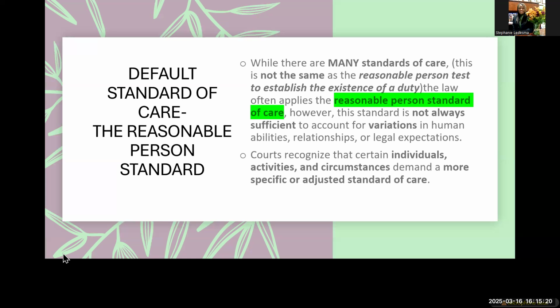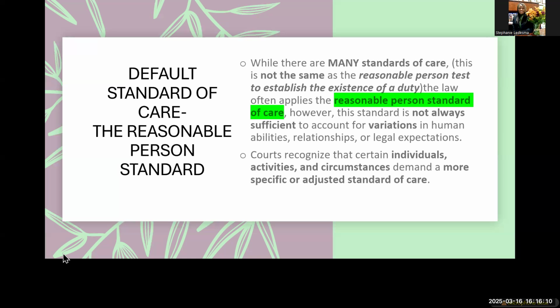This foundation stems from the Vaughn versus Menlove case of 1837. That's not a typo. This test is an objective test that asks how an ordinarily prudent person would act under the same or similar circumstance. It does not consider personal characteristics like intelligence or inexperience or mental capacity. It is supposed to be objective.